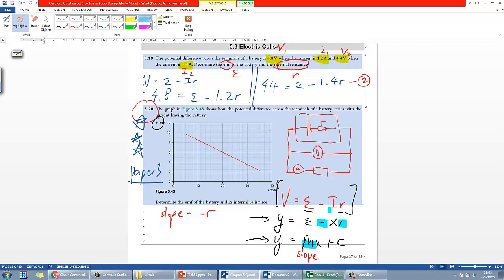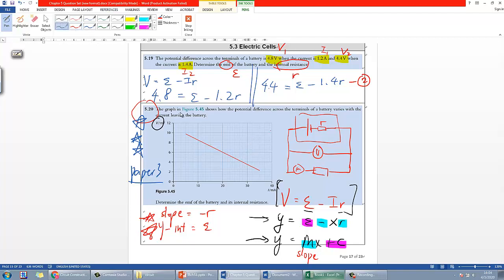And if you look at the other one, which is epsilon here, you can find epsilon is simply the constant, which is the y-intercept. This is another important idea that you have to remember for physics. The slope is negative r, the internal resistance, and the y-intercept is the EMF in that case. So once you understand these two, you simply obtain them from the graph.